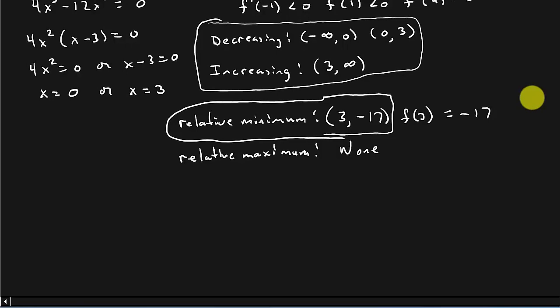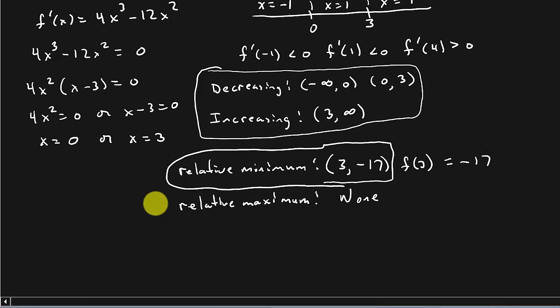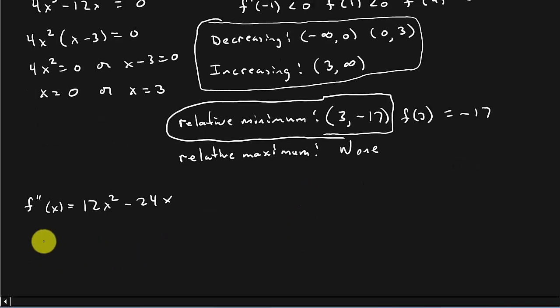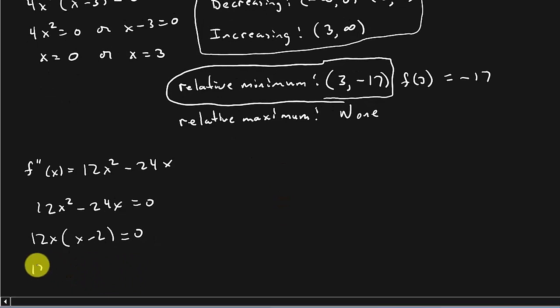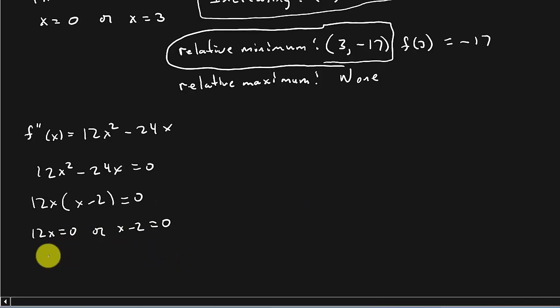Now let's find concavity. So for that, I need the second derivative. Well, here's my first derivative. So the second derivative would be 12x squared minus 24x. And so 12x squared minus 24x equals 0. So 12x times x minus 2 equals 0. So that's going to give me 12x equals 0, or x minus 2 equals 0. So I get x equals 0 or x equal 2. So we need to plot those on the number line. So I've got 0, 2.